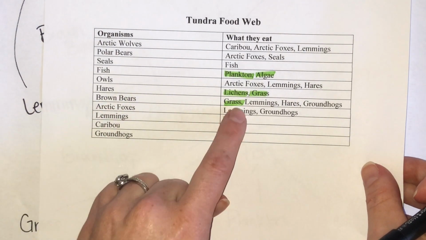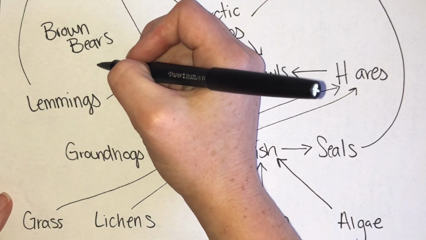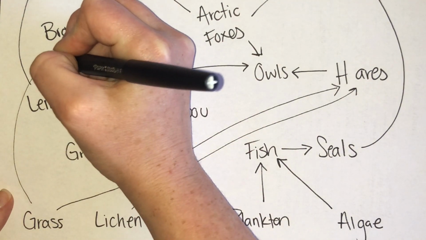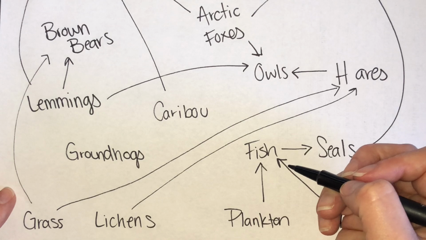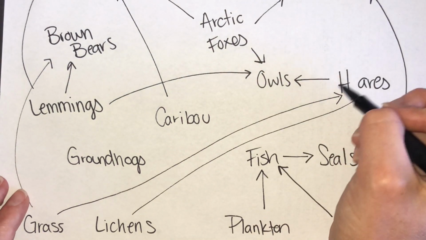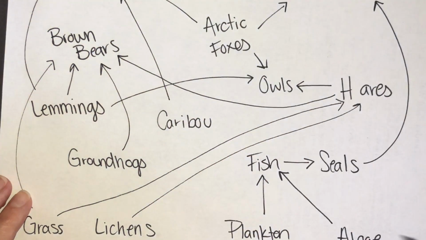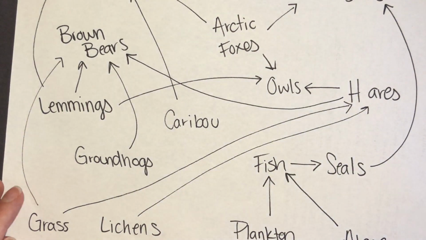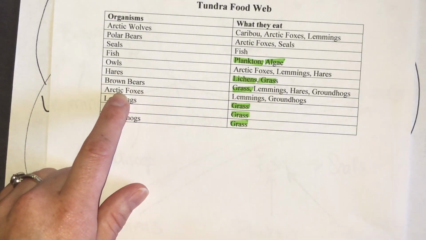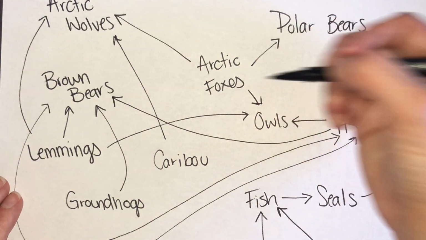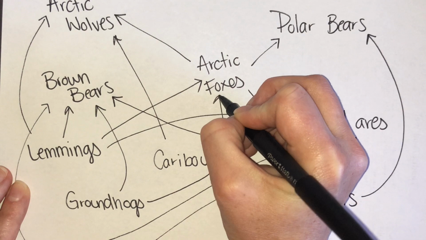Next, brown bears eat grass, lemmings, hares, and groundhogs. So brown bears eat grass, lemmings, hares, so this one's going to go, and groundhogs. Next, Arctic foxes eat lemmings and groundhogs. So Arctic foxes eat lemmings and groundhogs.